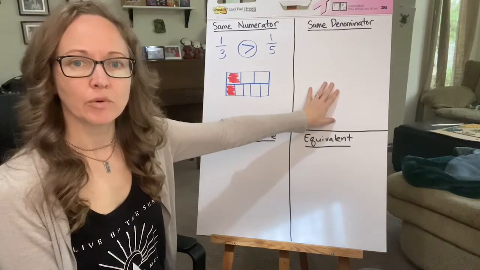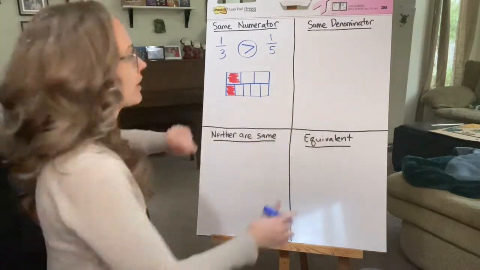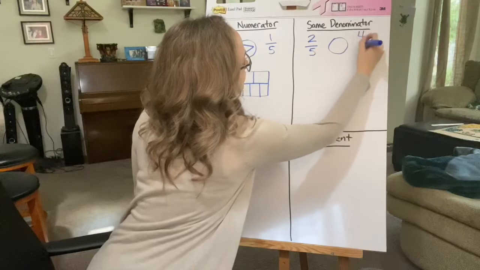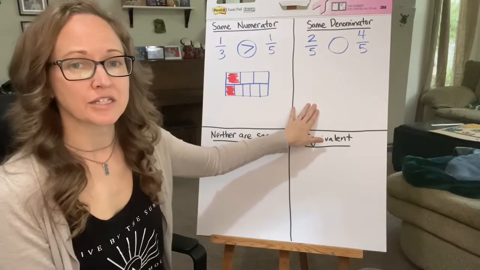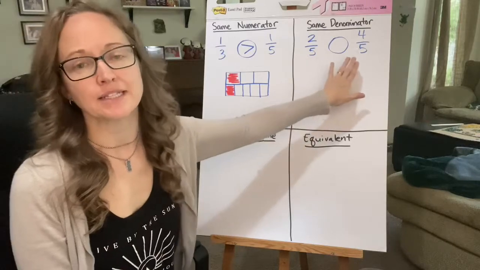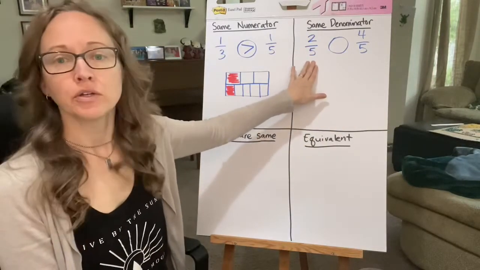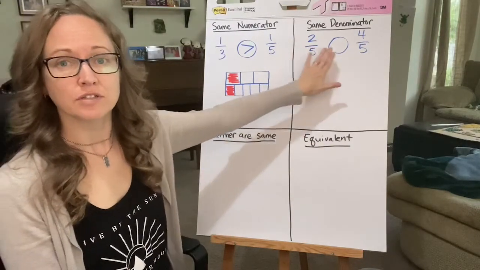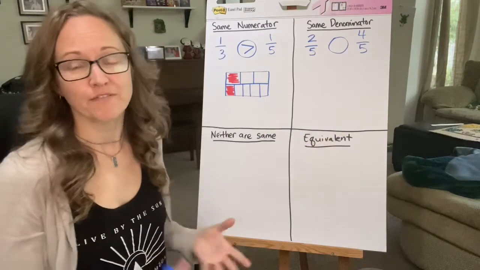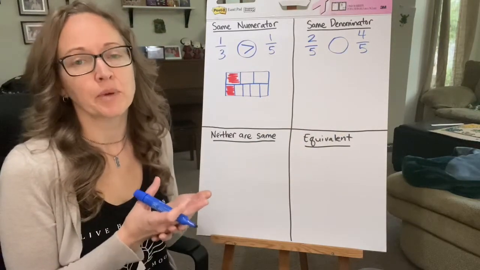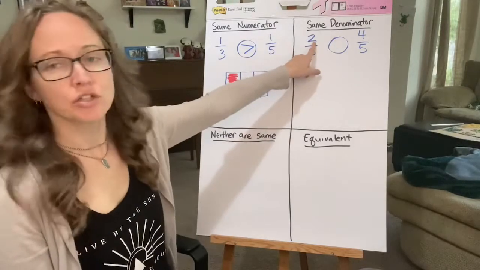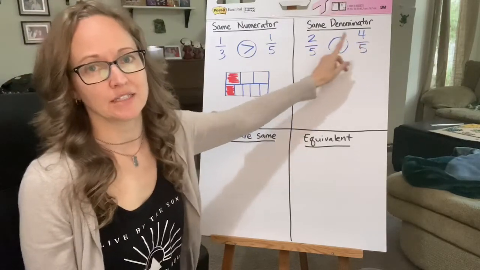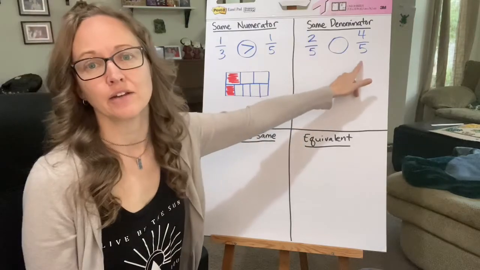Now, what if they have the same denominator? For this problem, let's stick with fifths. So what if now we were comparing 2/5 and 4/5? These are probably the easiest fractions to compare because now we're talking about the same type of thing. Here we're talking about 2 elephants versus 4 elephants, or 2 cookies versus 4 cookies. The 5/5 are the same, so they're much easier to compare. Now we can say 2 is less than 4. 2 elephants is less than 4 elephants. 2/5 is less than 4/5.